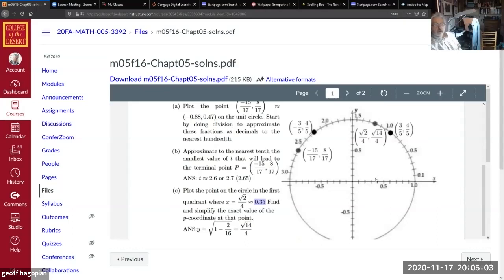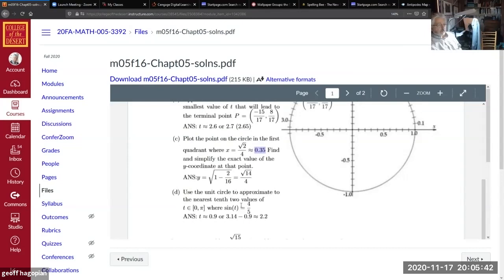So we approximate 0.35. We look that up on the horizontal axis. It's right about here. We follow that up to the curve. We get to a point here. What's the y coordinate there? Well, to find the y coordinate, you need to plug into the equation for the unit circle. So the square of root 2 over 4 is 2 over 16, or 1/8, right? And so we're going to want the square root of 7/8. Or actually, this says square root of 14/16, which is the square root of 14 over 4, right? That's the y coordinate there.